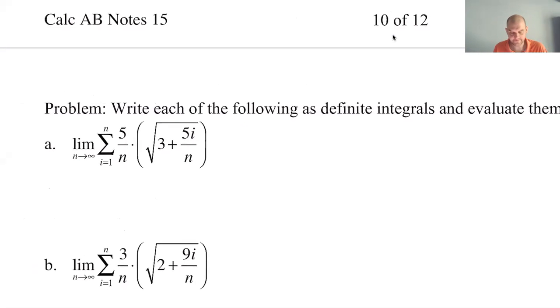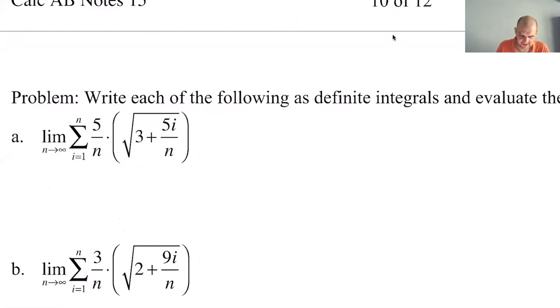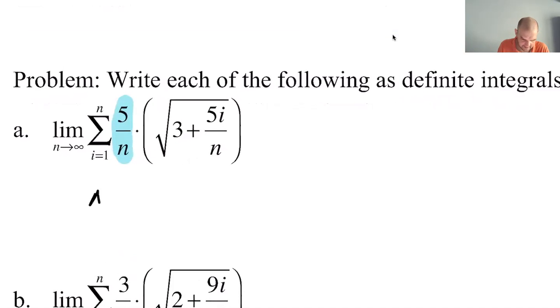So let's see. One of the issues you're going to run into is that there's more than one way to do this, and that can kind of cause some discomfort at first. So what I like to do is focus in on what I think delta x is. Delta x is usually just sitting somewhere as a constant multiple. I think delta x is 5 over n. So I'm going to jot that down and say I think delta x is 5 over n.